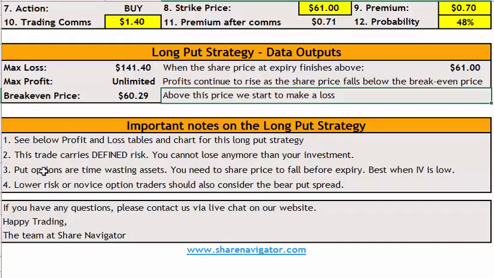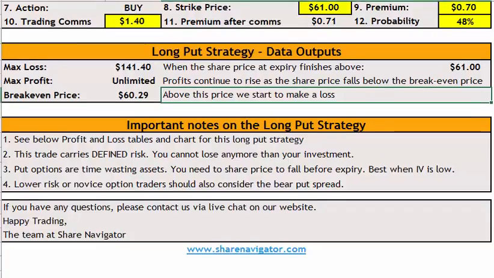But please remember, put options are time wasting assets and you need the share price to move before expiry in your favor. Otherwise, the value of that put option can expire to zero. And it's best placed to buy these put options when implied volatility is low. And the reason is that you'll be able to buy them cheaper than when implied volatility is high. Lower risk or novice investors should really switch to the bear put spread instead. It's a lower risk strategy, but it has a defined reward as well. So the downside is your profits won't be as big, but the plus side is your risk is lowered greatly.